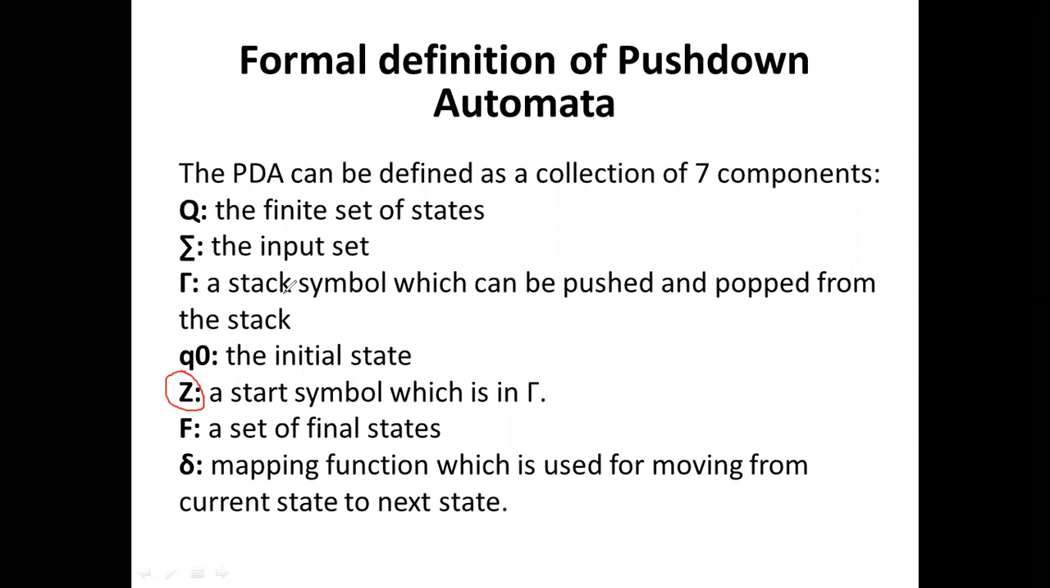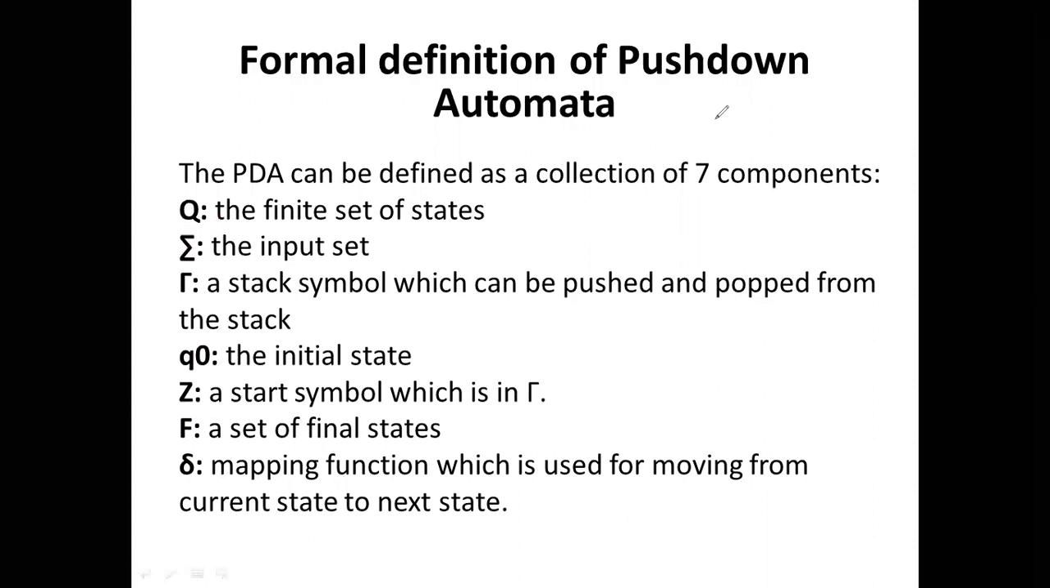So the PDA can be defined as a collection of 7 components: Q, the finite set of states; sigma, the finite set of inputs; gamma, the stack symbols which can be pushed and popped from the stack; Q0, the initial state; Z, the start symbol or top symbol; F, the final state; and delta, the mapping function, which is important and is used for moving from the current state to the next state. Understood? That is the formal definition.